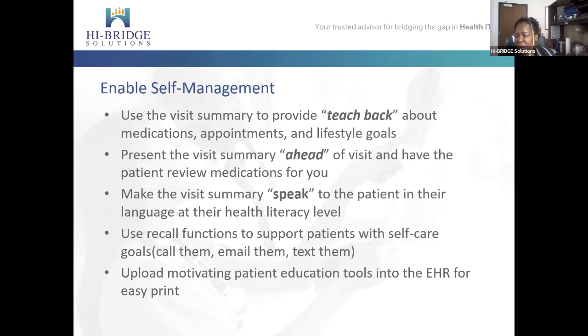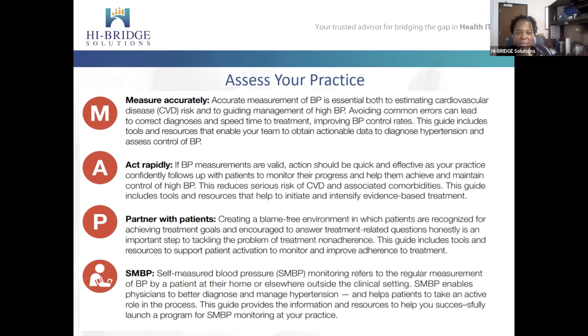So these are some of the qualifications, uploading, motivating. If the patient has a patient portal, you can upload this to the patient portal for the patient to be able to easily access.